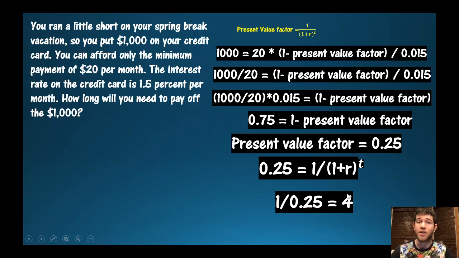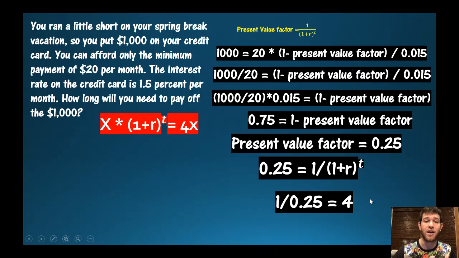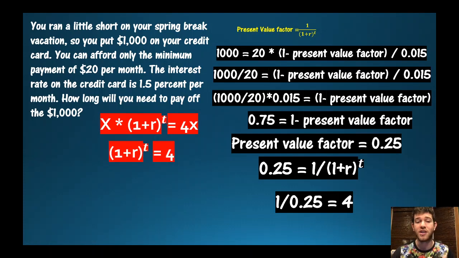And as you recall in the previous video on present and future values, we know how to solve problems where a starting amount was x that was uncertain, and an ending amount was also uncertain, but a multiple of x. So in this case, we have a starting value of x and an ending value of 4x. So how do we solve that? As you recall, x times (1 plus r) to the t was equal to 4x. We started by isolating the x by dividing out on both sides. We get (1 plus r) to the t equals 4.